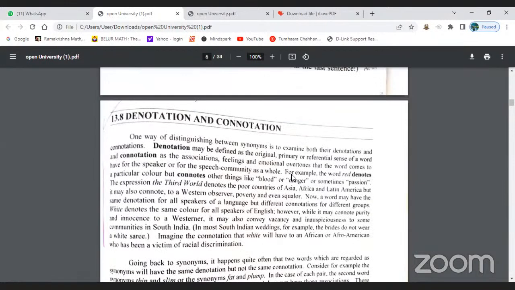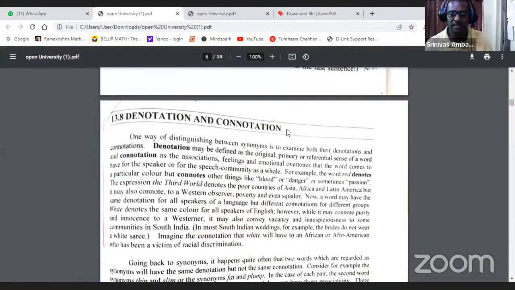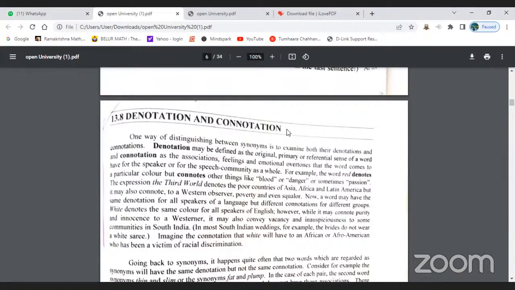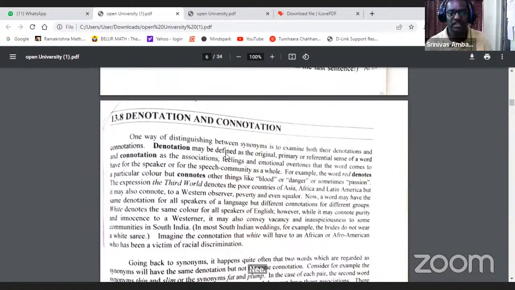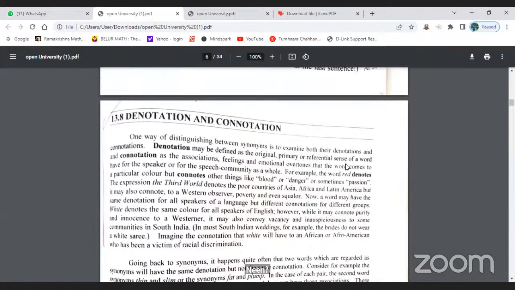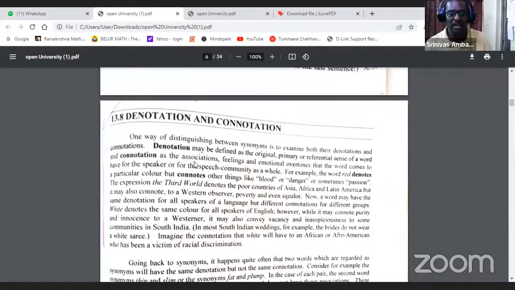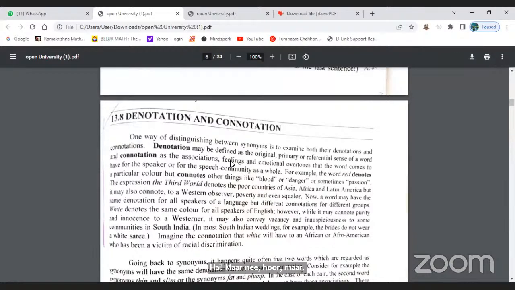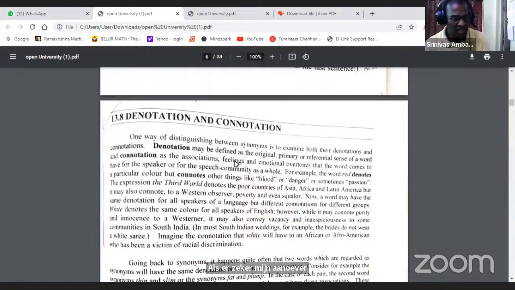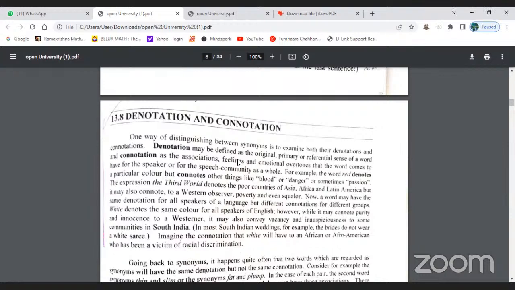Another important definition is this one. What is the title? Denotation and connotation. Find out denotation. What is the meaning? Denotation is the original, primary or referential sense of a word. Connotation means something that is associated with the other word. Right? So you note down this page number, 163, and just read and make your own notes also. Important definition. You need to understand this.